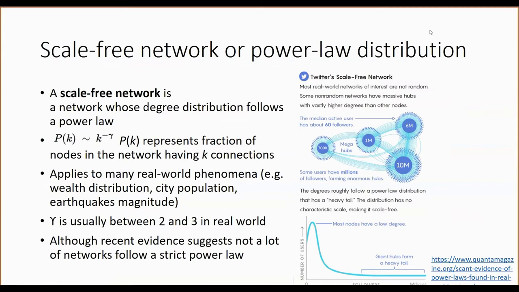social media phenomena. In one of the more recent examples, in 2018, people looked at the following relation network on Twitter, and they found that the number of followers that everyone has roughly follows a power law distribution. The median active user only has about 60 followers. However, there are some users who have millions or tens of millions of followers. If you plot out that distribution, you can see most nodes only have a low number of followers, but this distribution has a heavy tail, meaning some of us have millions or tens of millions of followers.